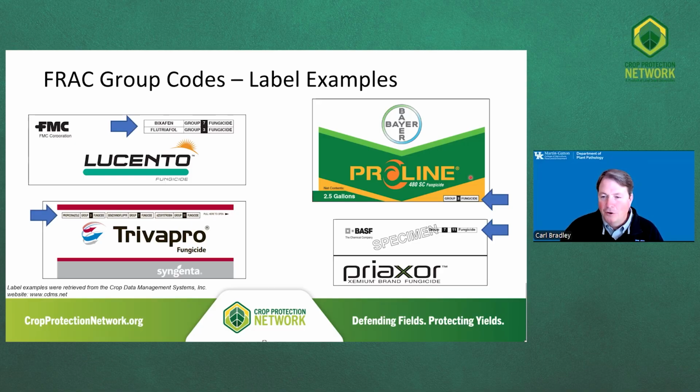Look over here on the right, you can see that this product, Proline, is a group 3 fungicide. It just contains one active ingredient. Here's a mixture with Priaxor. It's a group 7 and 11. You look at Lucento up at the top left. It's a group 7 and a group 3. And then bottom left, we've got a 3-way mixture where we've got a group 3, group 7, and group 11. So knowing what those codes mean is very important. That's going to help you make decisions on the risk of resistance developing, and may help you make decisions on which products you want to use.